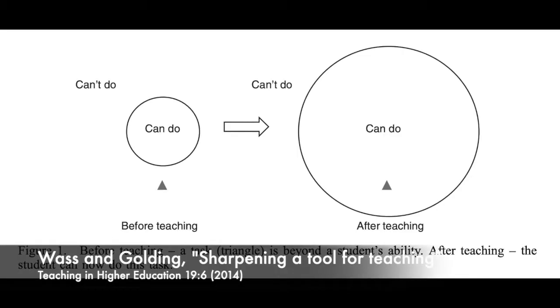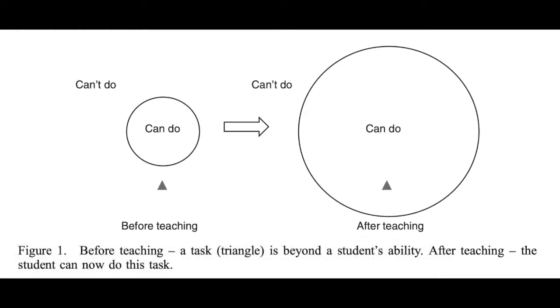Now, for those of you who may know a lot about educational theory, there's a huge amount of controversy over what exactly Vygotsky really meant, and we're not even going to go there. Have a look at these three quick graphs here and it'll explain what's going on. These graphs are taken from a great, very useful article, especially for tertiary education, by Rob Wass and Clinton Golding. The title is Sharpening a Tool for Teaching: the Zone of Proximal Development, and it's published in Teaching in Higher Education, Volume 19, Number 6, 2014.